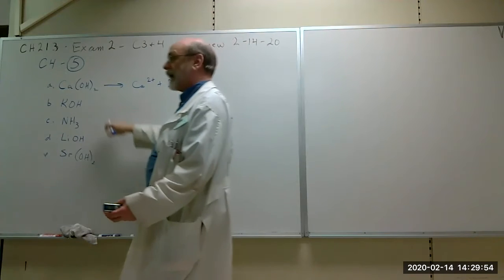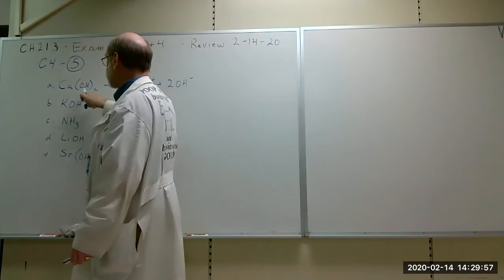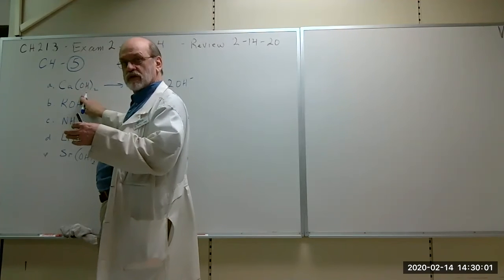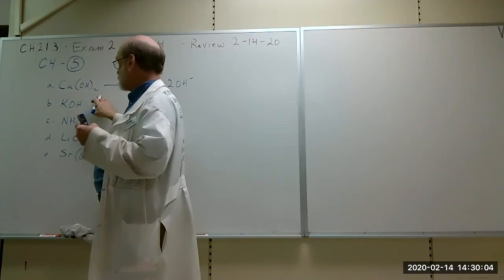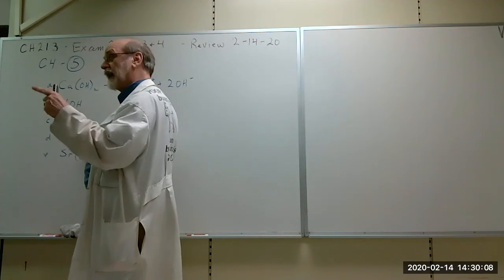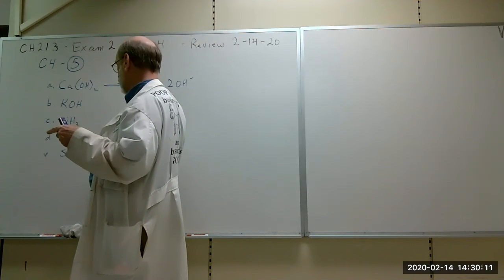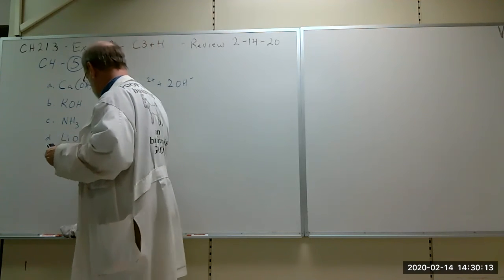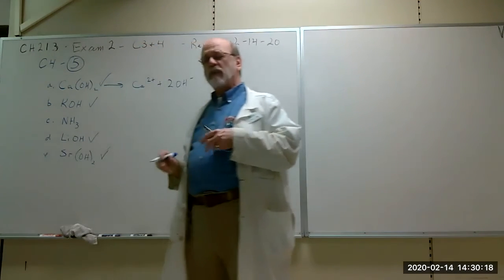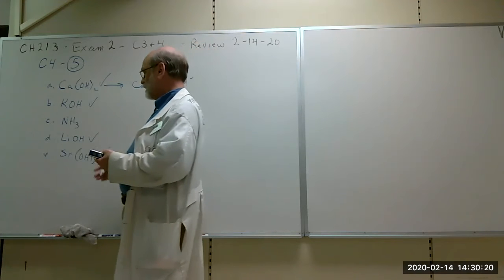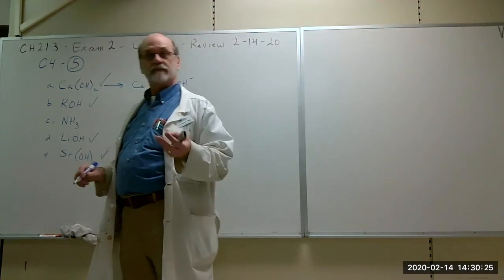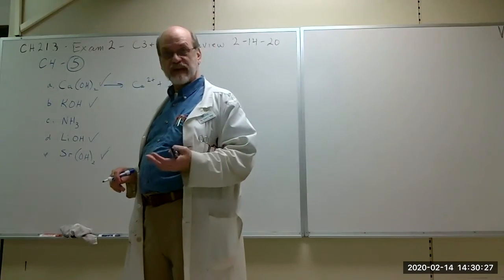Right? KOH is in the first family, and this is in the second family, same thing. First and second, alkali metals and alkaline earths, will make strong bases. So this one does, this one does. Lithium, all right, it's an alkali metal. Strontium, an alkaline earth. These guys are strong. So by process of elimination, we've got ammonia left over as our weak base.